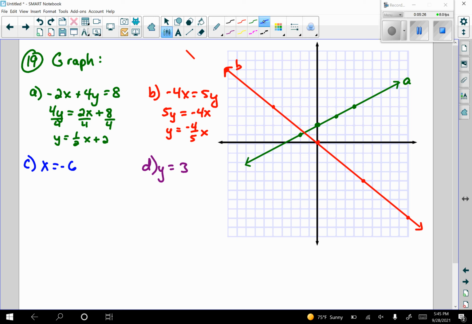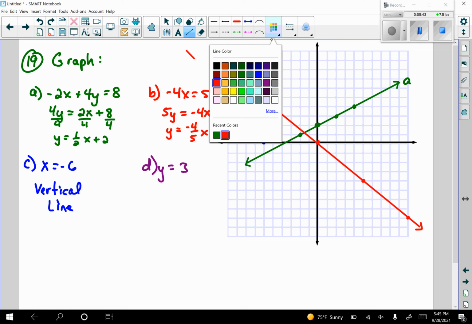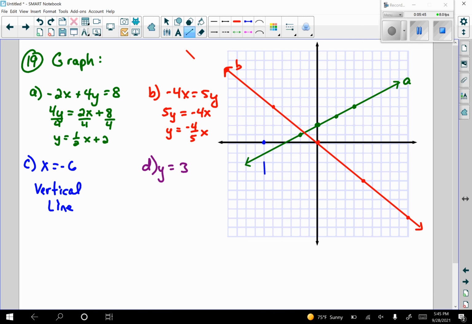All right, now for C, x equals -6. If you recall, x equals a number would be a vertical line going through -6 on the x-axis. So that'd be right here. We're going to draw a vertical line going right through that.